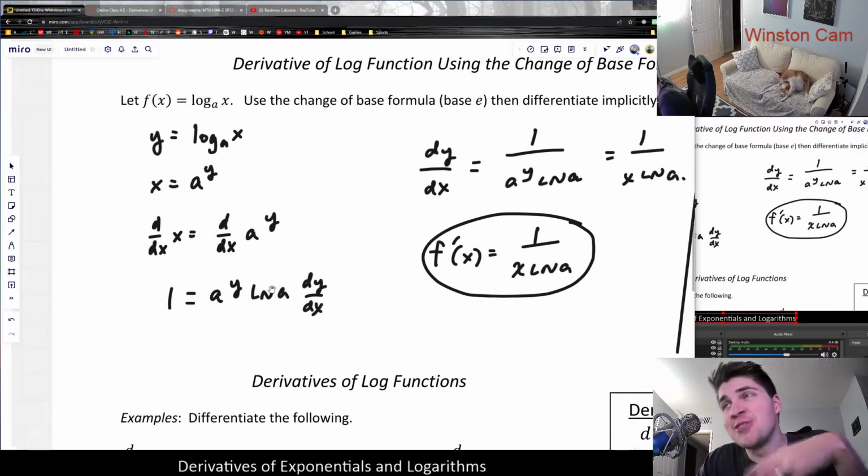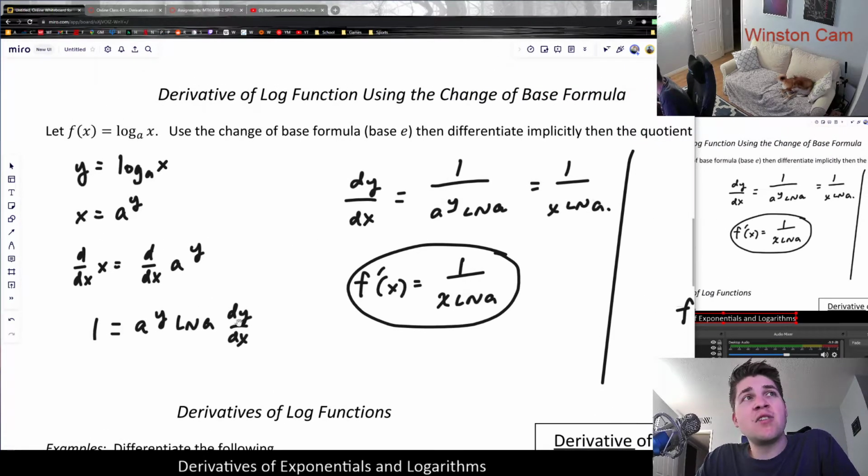And ln of a also popped out as a multiplier. Similarly, really, you could think about it as being due to the chain rule, or just by remembering the derivative of a to the y. Anyways, as we usually do with implicit differentiation, we could then solve for dy/dx by dividing both sides by a to the y ln a. And that would leave us with this. And, again, exactly as we did with the natural log function, a to the y is equal to x. So we could substitute that in and find the derivative of our logarithmic function base a.